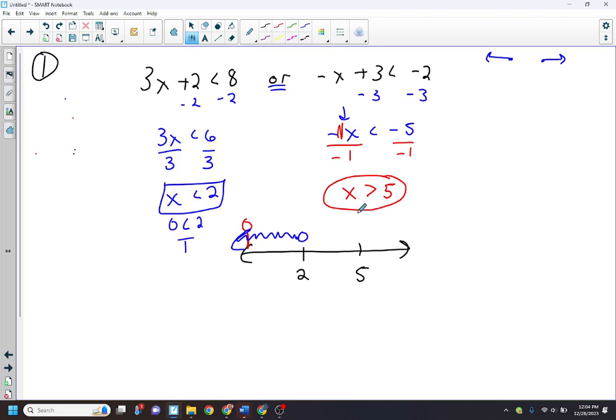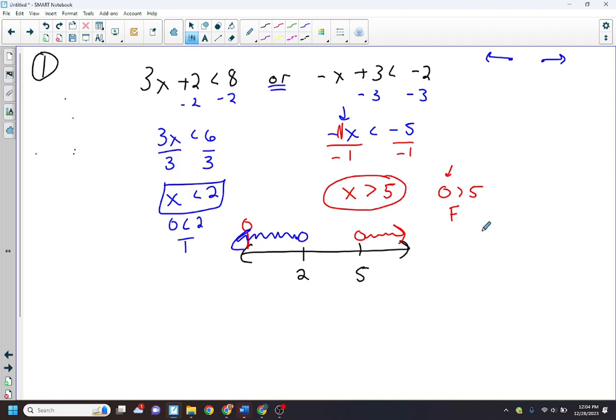In this one, if I plug in 0 bigger than 5, that's false or not true. So I'm going to do an open circle going this way. Every time, if it's a true statement, like 0 being smaller, you go towards 0. If it's a false statement, 0 bigger than 5, that's not true.